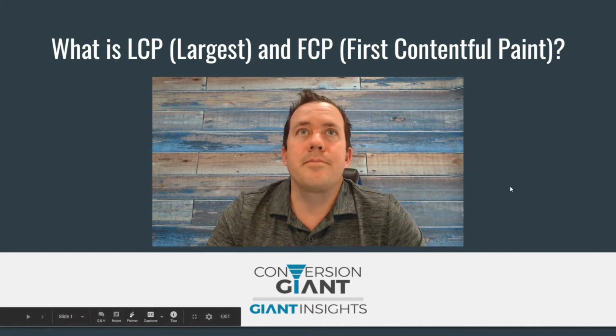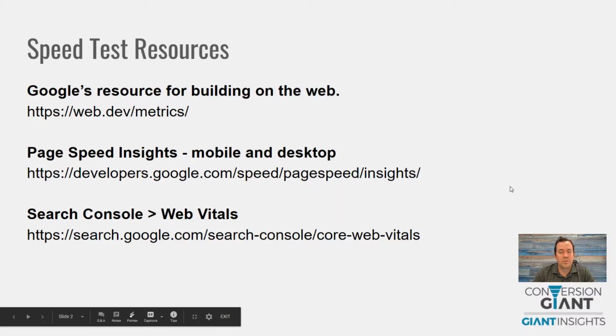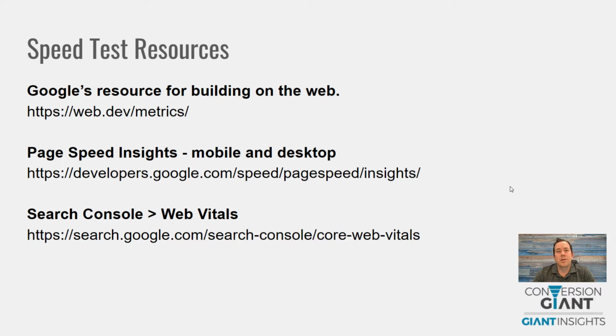So getting into it, I like to just point out some resources. This is where you can find some more information, and a lot of where I get my information from. These are Google's definitions and resources for these metrics. You can find them on web.dev/metrics. You'll see actually all of the core web vitals. The contentful paint metrics that we'll talk about today are part of the core web vitals.